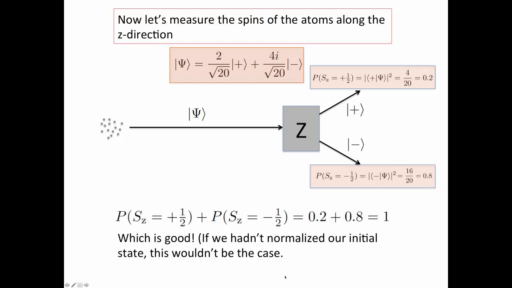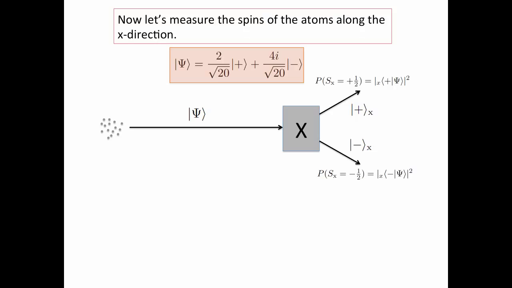So that is good. And again, this emphasizes why we had to normalize our initial state psi. If we hadn't normalized it, these probabilities would not add up to 1. And then you'd get the nonsensical prediction that more than 100% of the atoms will emerge in one beam or the other. Okay, so this tells us the meaning of this state: if a beam of atoms is prepared in this state psi, then if you perform a measurement of the spin along the z direction, 20% of those atoms would be measured to have spin up and 80% spin down.